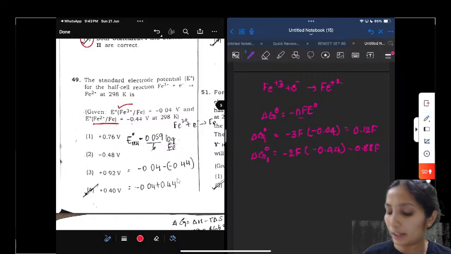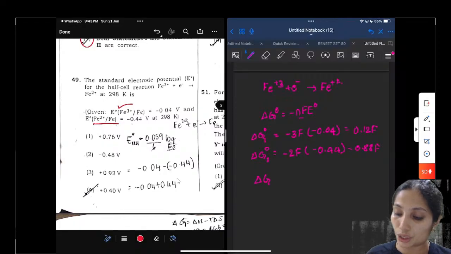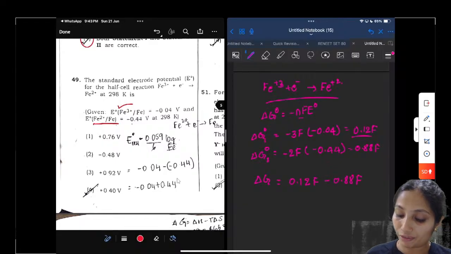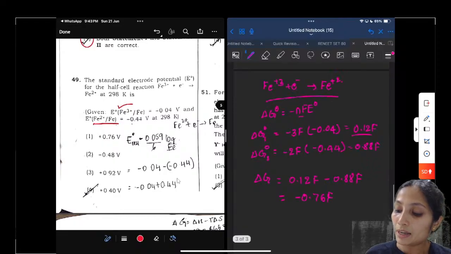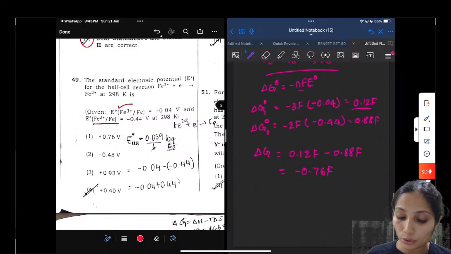Now, if I want to calculate the difference between these two for the required reaction, I'll get 0.12 F minus 0.88 F, which is nothing but minus 0.76 Faraday. Now, I got this value.